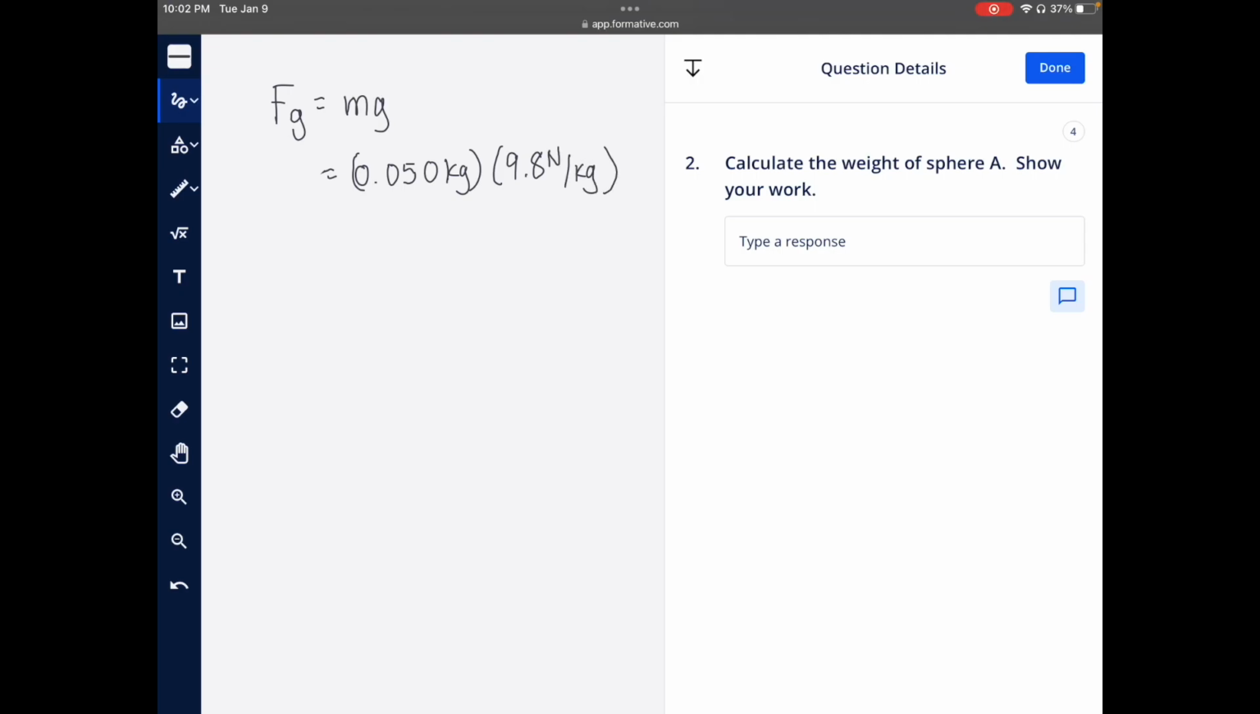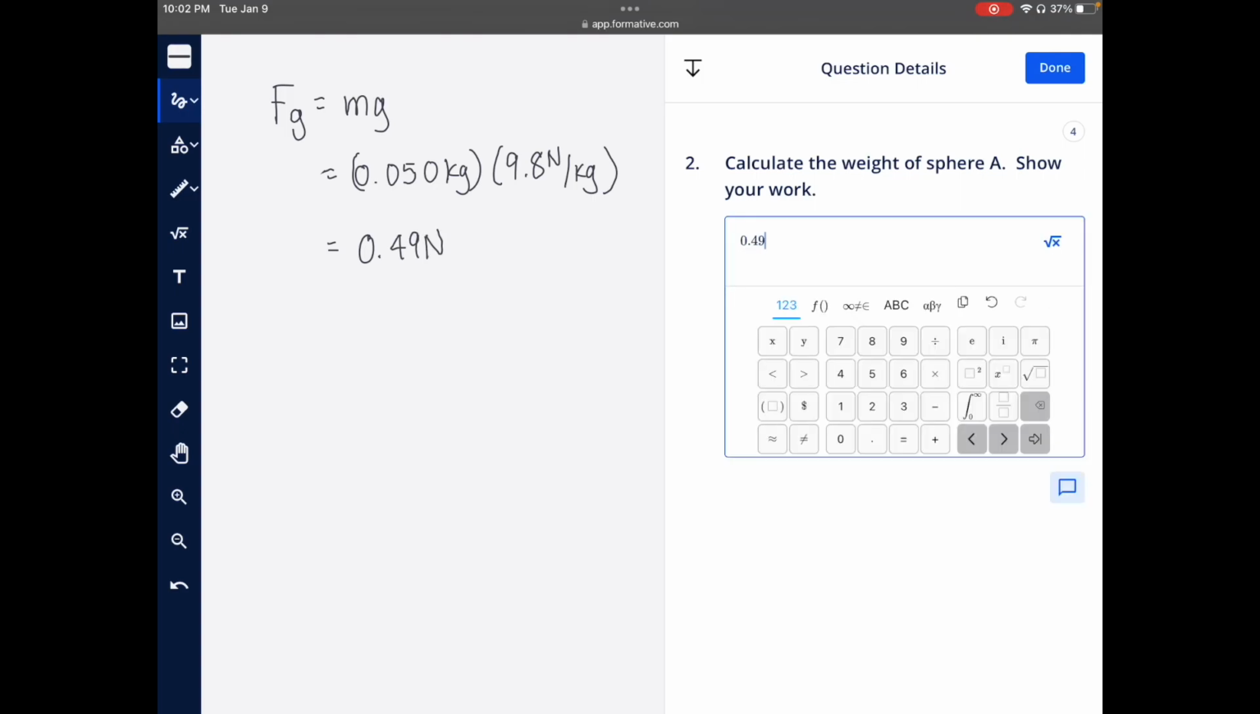And think about what that means. It means that every 1 kilogram of mass has a weight of 9.8 newtons. So in this case, if I have a fraction of a kilogram, I should have a fraction of 9.8, and I multiply this out. This gets us 0.49 newtons.